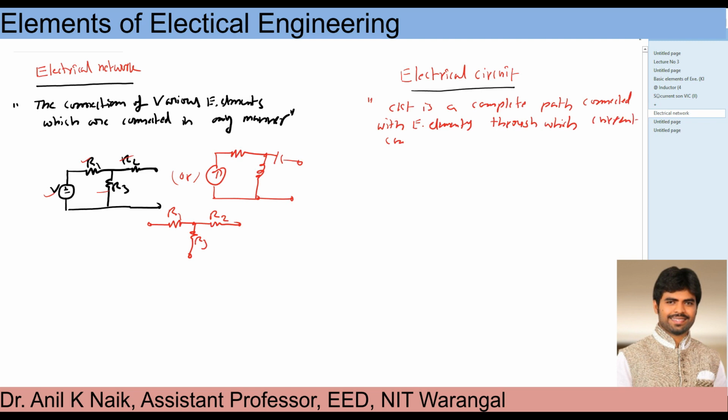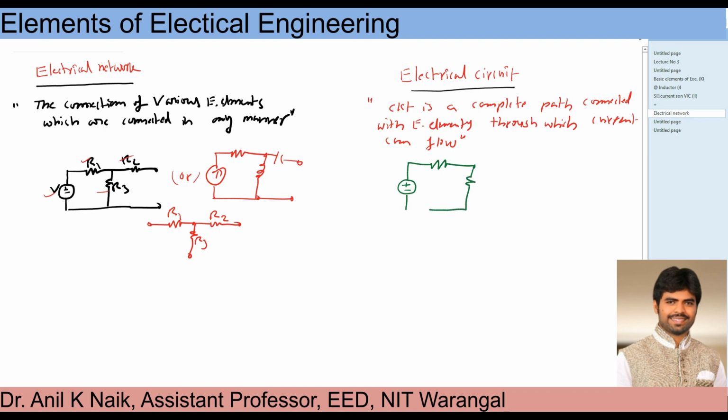Current can flow. So this is the statement of this electrical circuit here. To understand this, if you take a number of elements which are connected, they have to form a complete path, through which a current can flow. So this is the meaning of this.